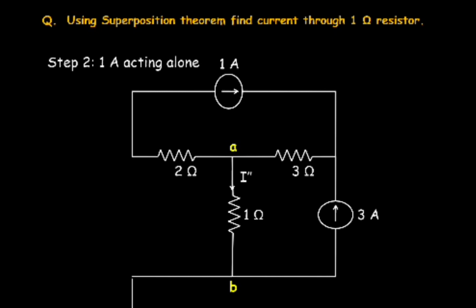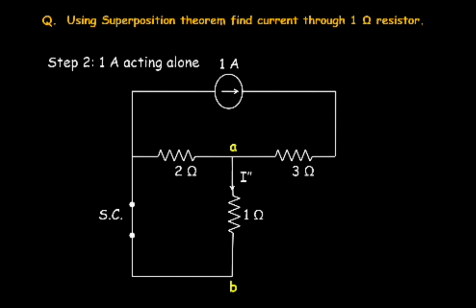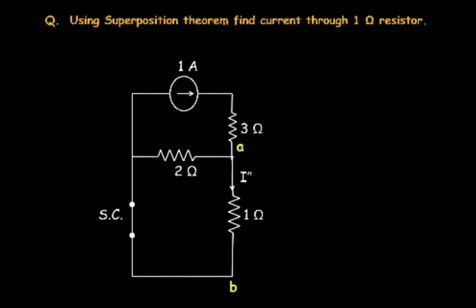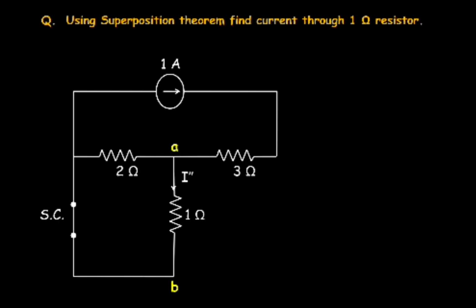So let us deactivate this voltage source. 4 volt is a voltage source, so that has to be short circuited, and this 3 ampere is a current source, so it has to be open circuited. So the circuit becomes like this. Now the same circuit can be drawn like this. Okay, now we have to find the current I double dash.